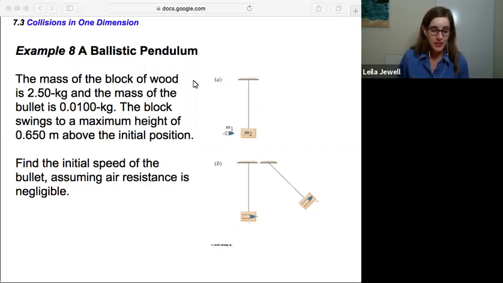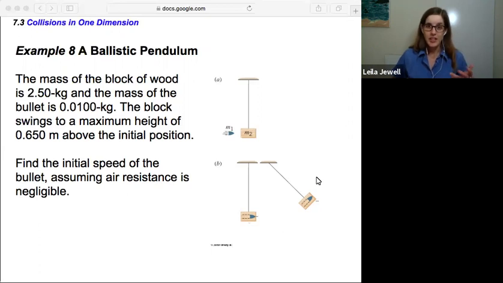It says here that the mass of the block of wood is 2.5 kilograms, the mass of the bullet is 0.01 kilograms. The block swings to a maximum height of 0.65 meters above the initial position. So it swings up once the bullet enters it, right? Just knowing how high it swings and those two masses, we can figure out the initial speed of the bullet, assuming air resistance is negligible.